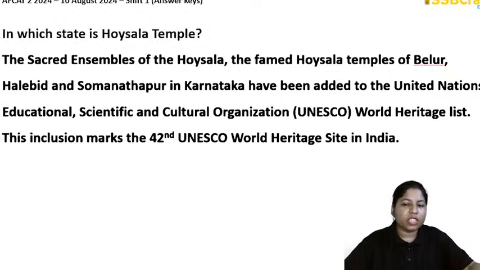तो यूनेस्को आपको पता है, you know, it creates this World Heritage List, okay, तो उसमें this Hoysala temple is included. Okay, this has been added to it. So this inclusion marks the 42nd UNESCO World Heritage Site in India. Okay, so yes, which is the state? The state is Karnataka. Okay, and it has been added to this UNESCO World Heritage List.